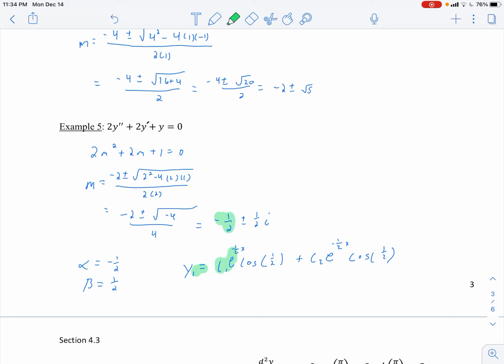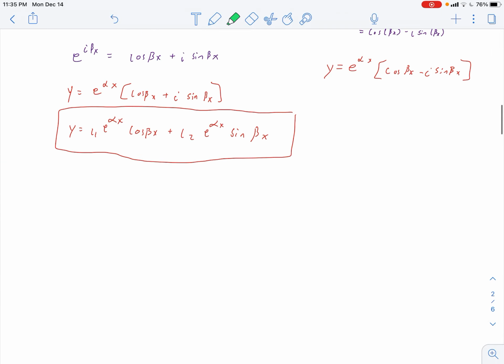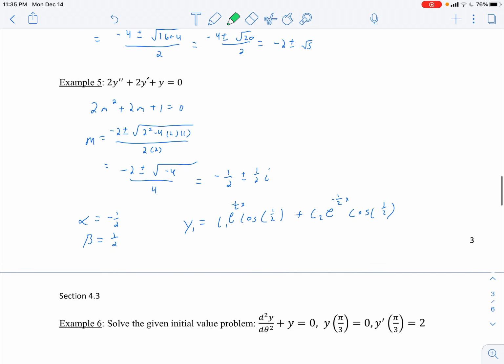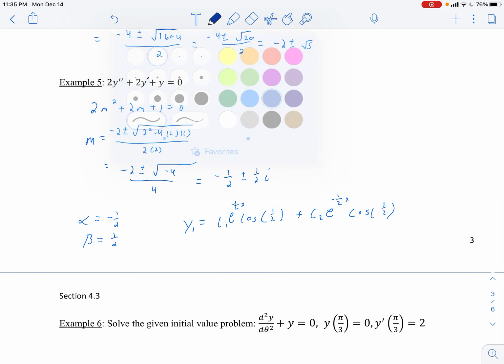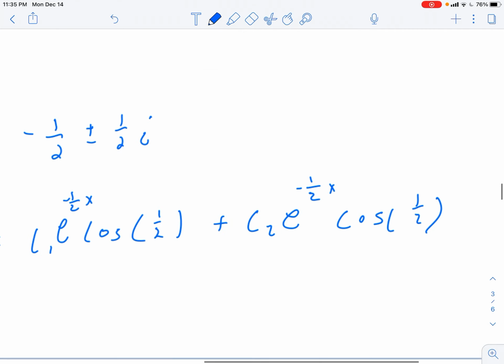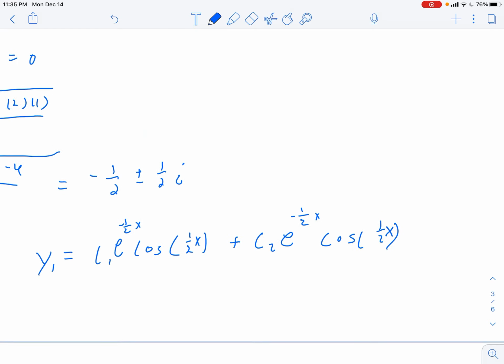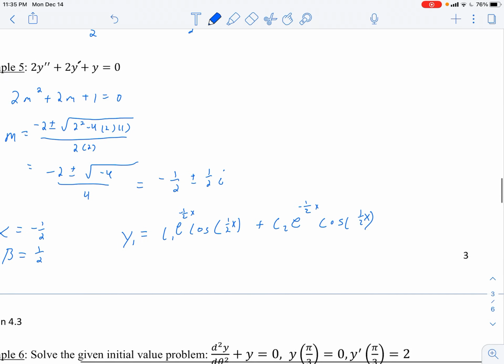So y is going to be equal to c sub 1 e to the alpha x, or negative 1/2 x, cosine beta, which is cosine 1/2, plus c sub 2 e to the negative 1/2 x times sine 1/2. Oh, and I forgot to include the x's there into my betas, because in our formula it's beta x. So I didn't include those x's there, so I'm going to go ahead and do that right now. And those are our solutions. So times x, times x.